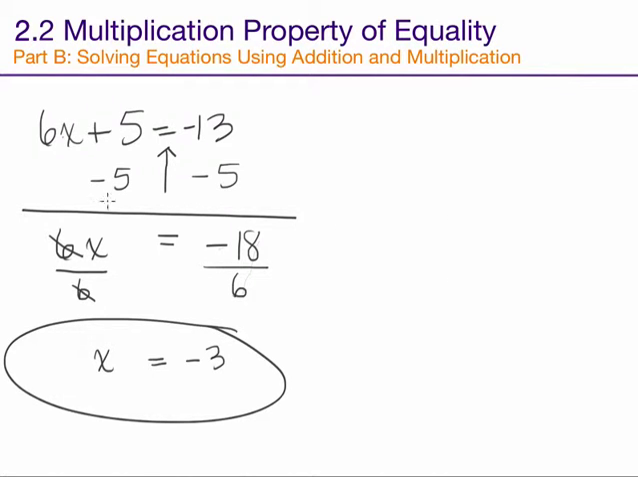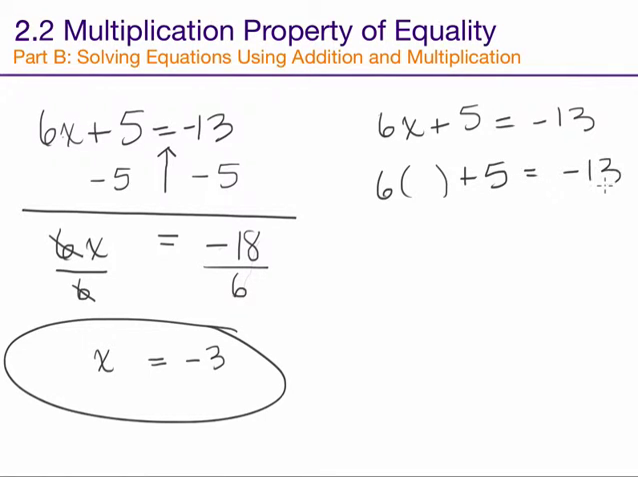Let's test it and make sure it worked. The original equation was 6x plus 5 equals negative 13. So I'm going to rewrite that equation with blank or empty parentheses instead of my x. Then I'm going to take the value I found for x and try it in its place. Order of operations gives me 6 times negative 3 is negative 18. Negative 18 plus 5. Is that equal to negative 13? It is.